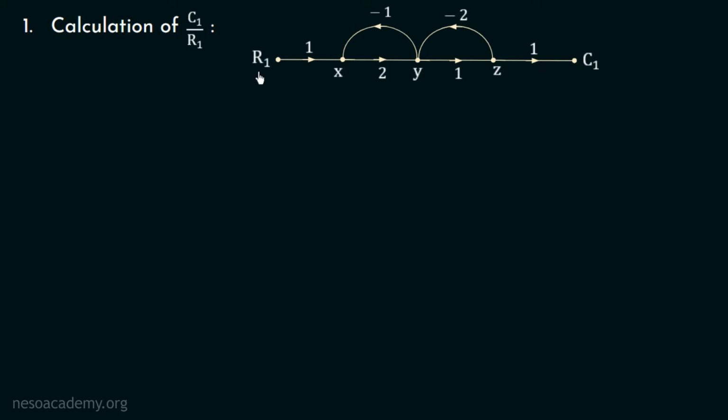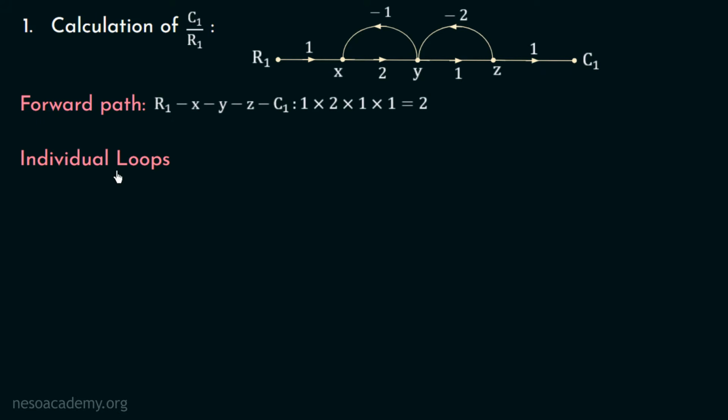Now, let us apply the Mason's gain rule in this signal flow graph in order to calculate C1 over R1. We already know the forward path in this signal flow graph, which is R1, X, Y, Z, C1. And the gain of this forward path will be the product of these four branches, which is equal to 1 multiplied with 2 multiplied with 1 multiplied with 1, which is equal to 2. Now, we will move on to the identification of individual loops. If we observe this signal flow graph, we have two different loops. The first loop is X, Y, X, and the second loop is Y, Z, Y.